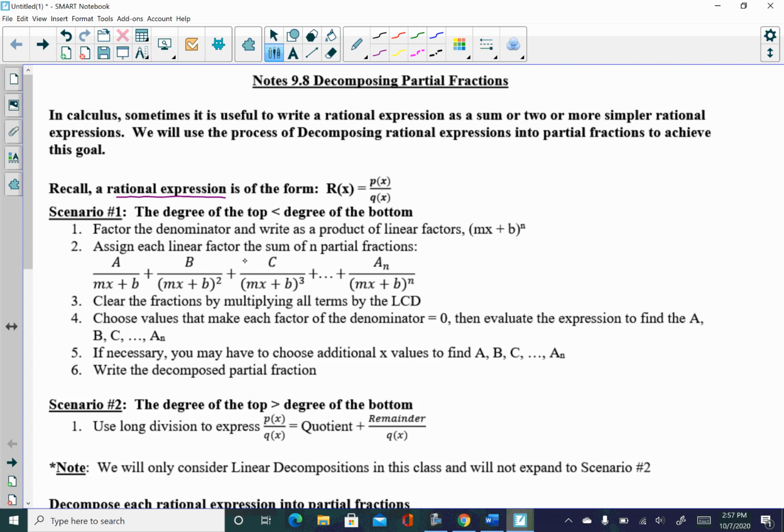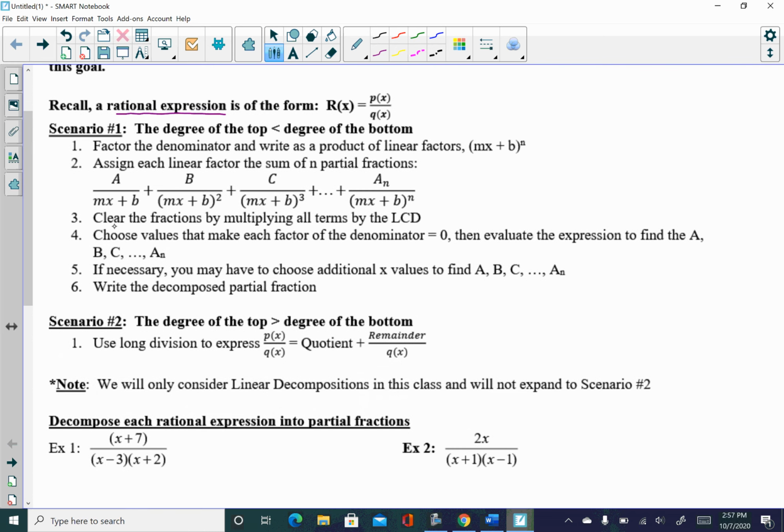Then you're going to assign each of those denominators with letters up top, A, B, C, and so on. We'll only go up to 3 terms here in this set of notes. You will clear your fractions by multiplying by your least common denominator like we've done before. Then from there, you're going to choose values that will make those individual terms equal to 0 so that you'll be able to solve for A, B, and C respectively. That'll make more sense in a few moments when we actually get to a problem down here.